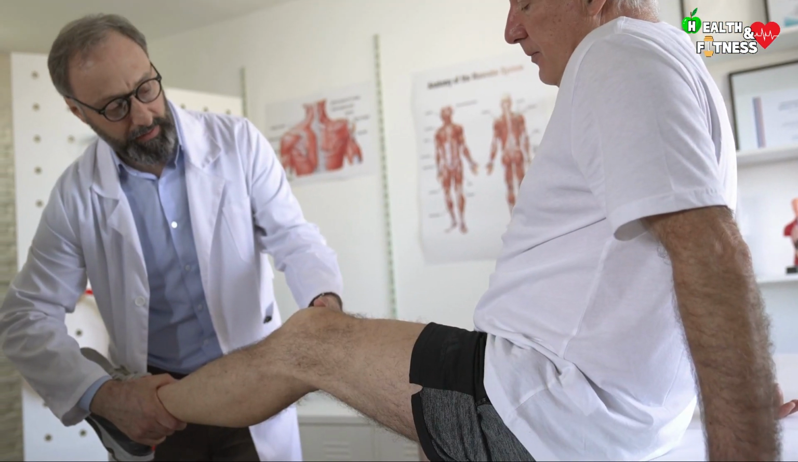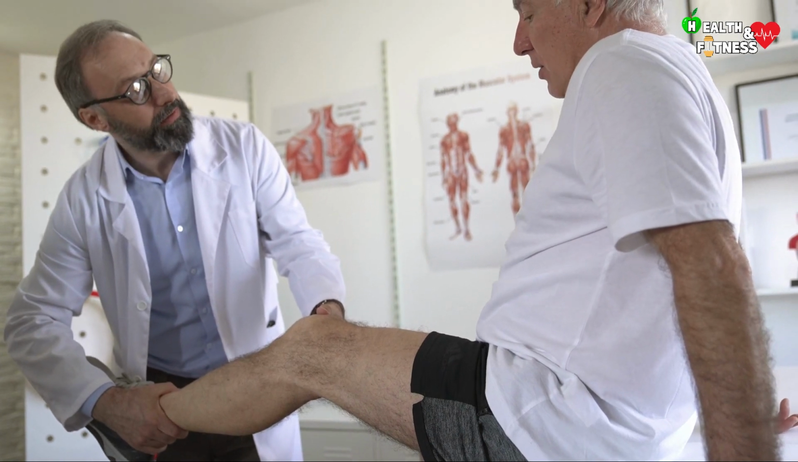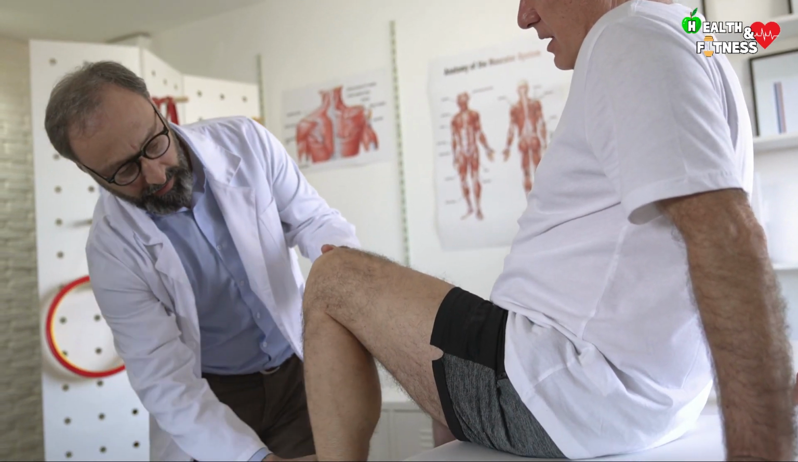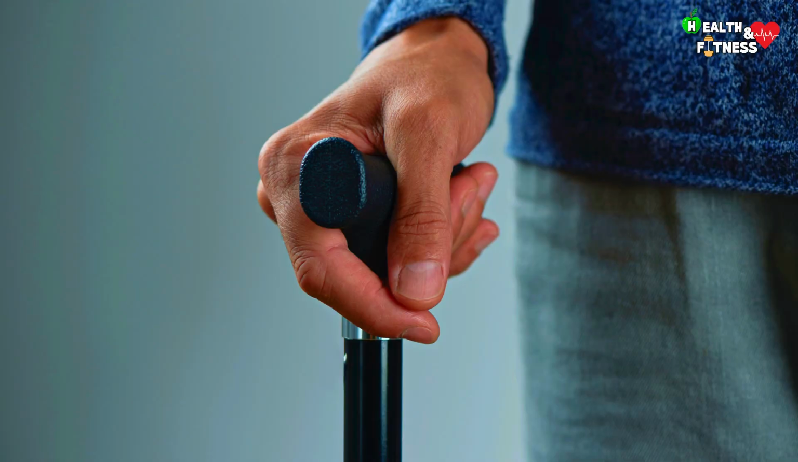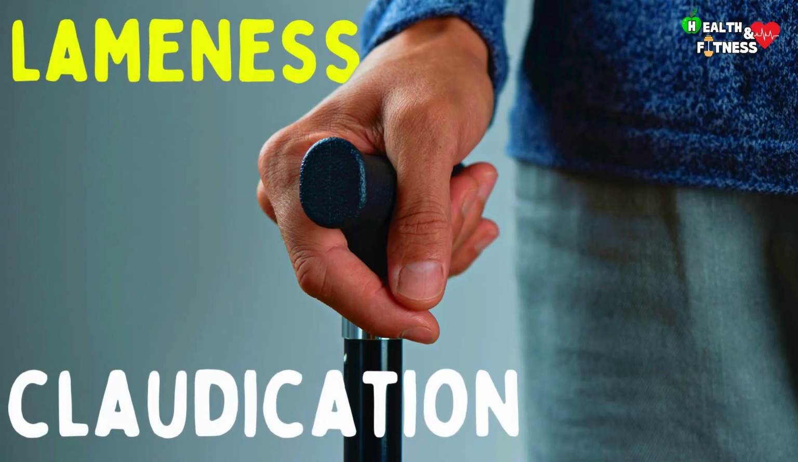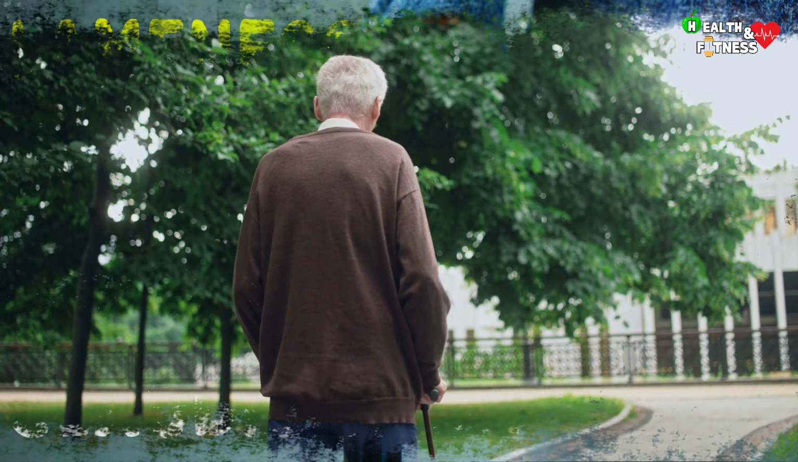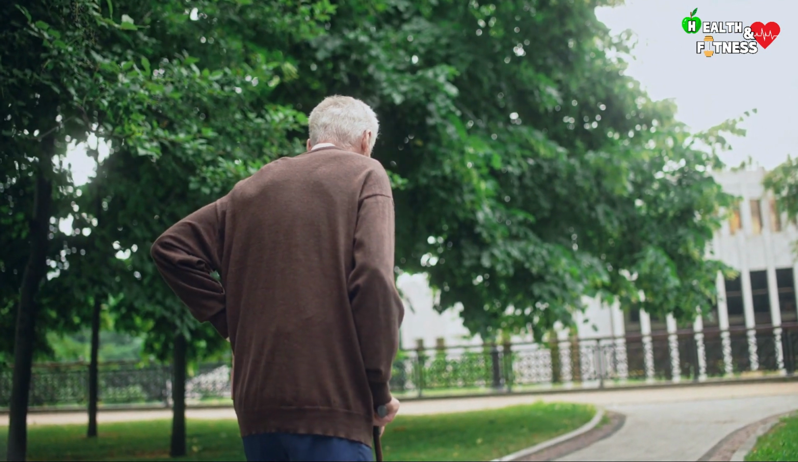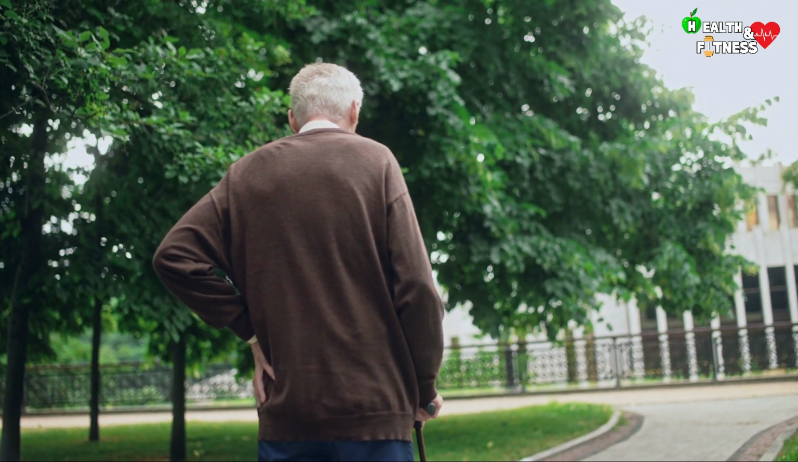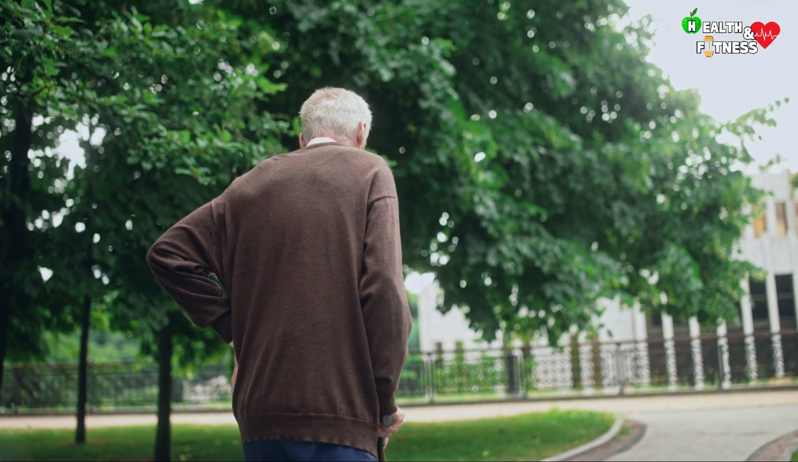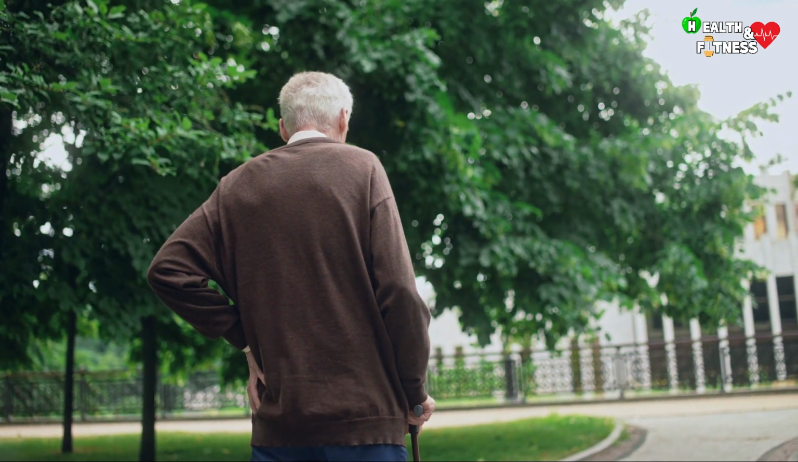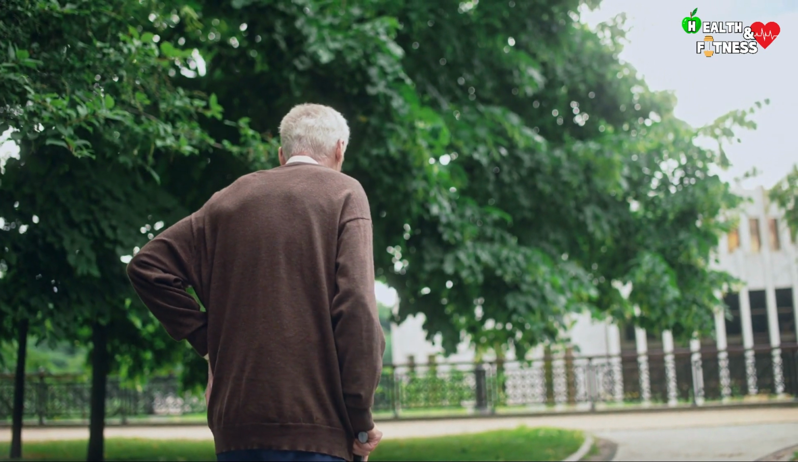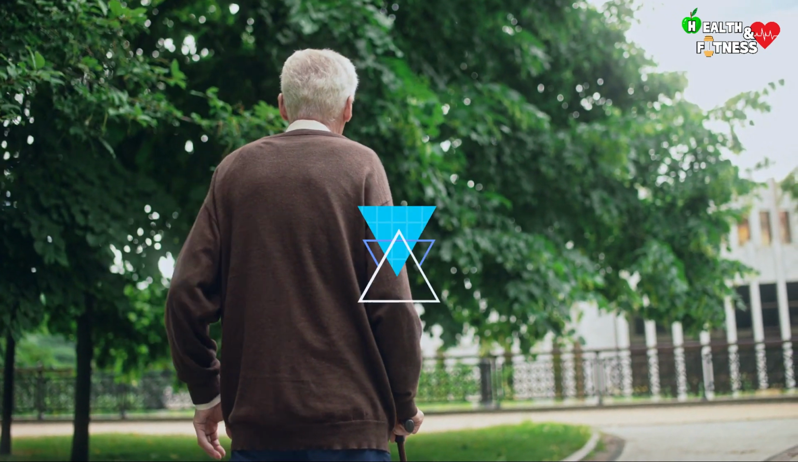Among the complications of a severely compromised sciatic nerve, we find a total lack of sensation along the affected lower limb and lameness, also known as claudication. It is a walking disorder due to an anatomical or functional alteration of the two lower limbs, in which one of the two limbs moves asymmetrically during walking, thus giving it an uncoordinated and unstable movement.